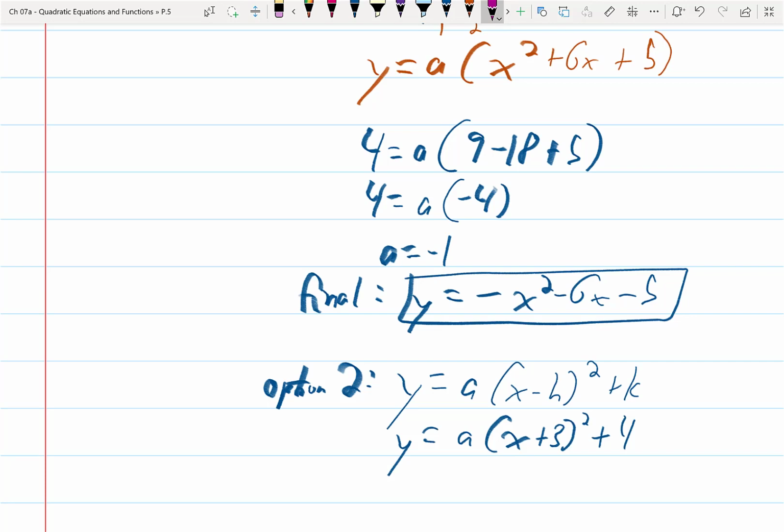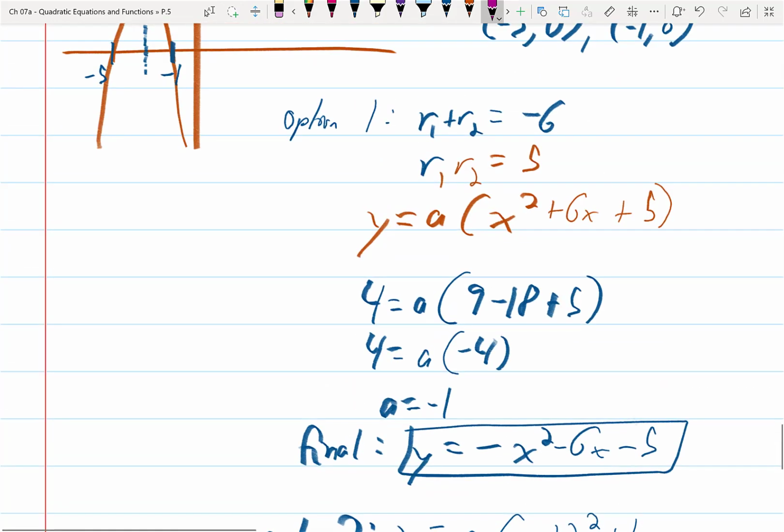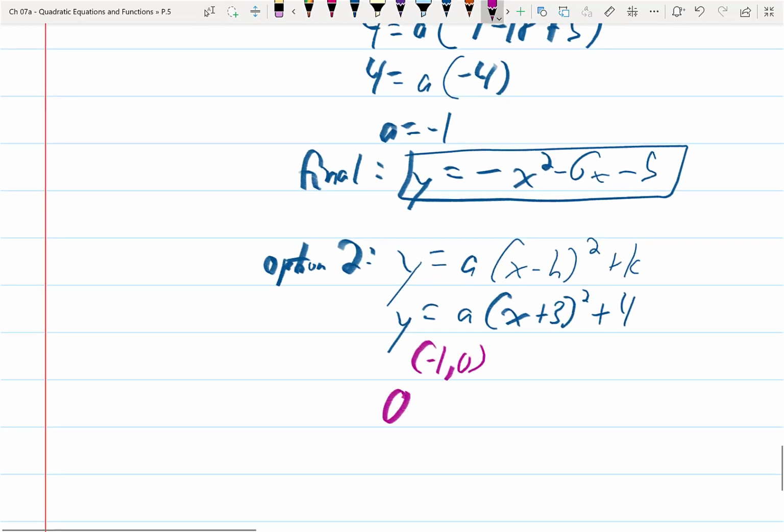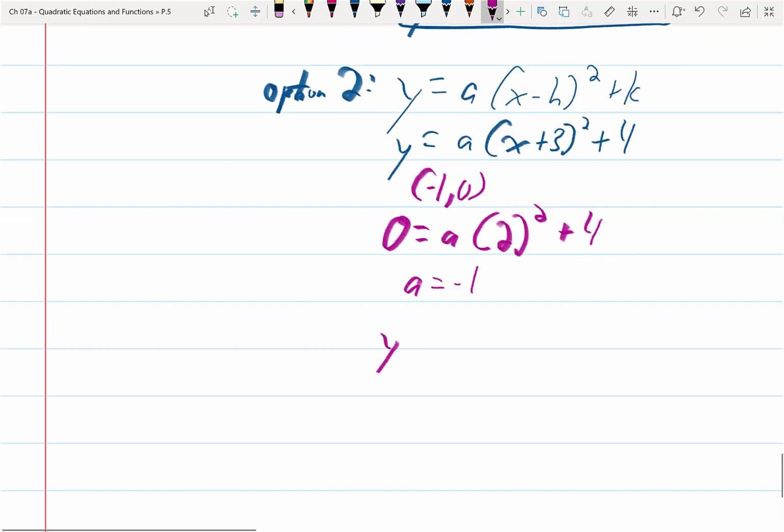I almost have an equation. I'm missing the a value, and I need to plug in any other point other than the vertex. One of the roots. You got two options. So I'll plug in (-1, 0), and go 0 is equal to a times 2 squared plus 4, and a is negative 1, which, yes, we knew a was a negative 1. So then I get y is equal to negative (x plus 3) squared plus 4.